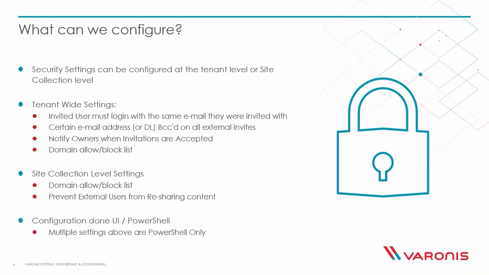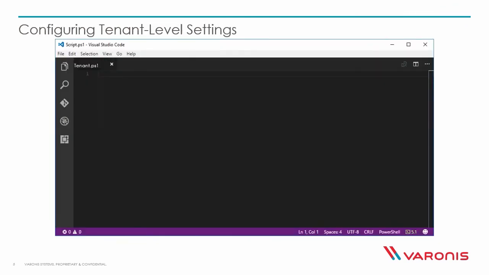Some of those items can be done both via the user interface or via PowerShell. However, multiple of the settings above can only be done via PowerShell. So that's why I think it's really important that we cover it in this course. To configure the tenant level settings, we need to use the Set-SPOTenant PowerShell cmdlet.